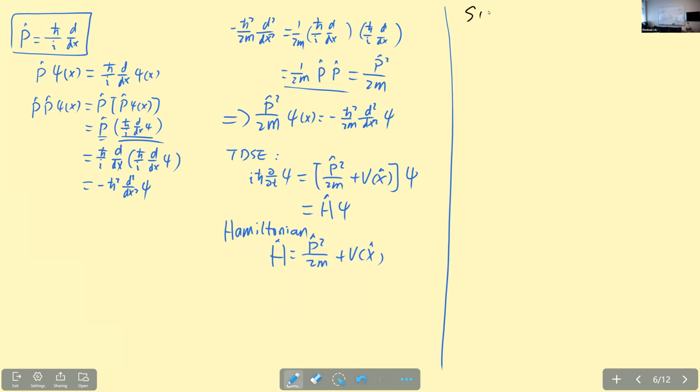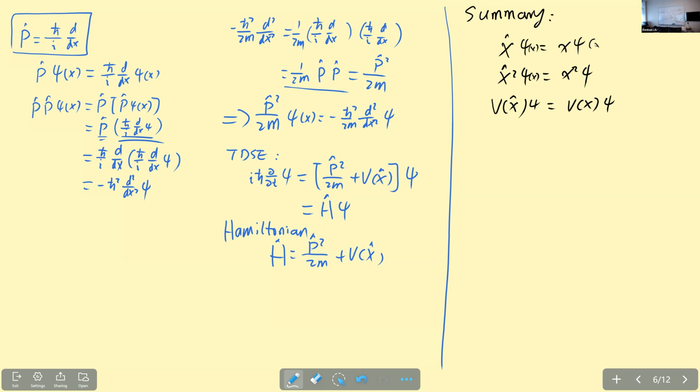So now we can do the summary. Okay, so you have x acting on psi, just x times psi, okay? And x squared times psi just equals x squared times psi. Very simple, right? And any function of x acting on psi just equals V(x) times psi, okay? Of course, let me be explicit that this x is a function of x, psi is a function of x. Right. So this is for the position operator.